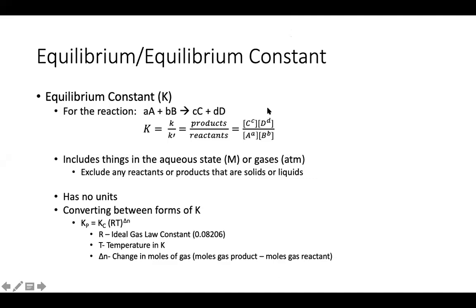Kc just stands for your equilibrium constant in terms of concentrations, right? It means that your reactants and products were in terms of molarity. Kp means that you plugged in a bunch of pressures because they're in the gas phase. And so typically when we solve, we just write K, and if they gave you pressures, you plug in pressures.